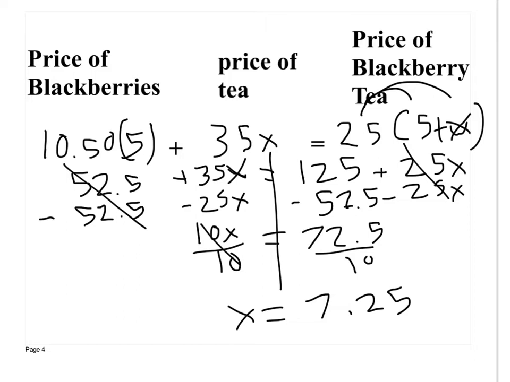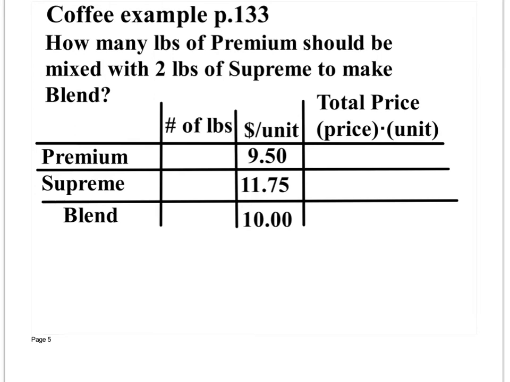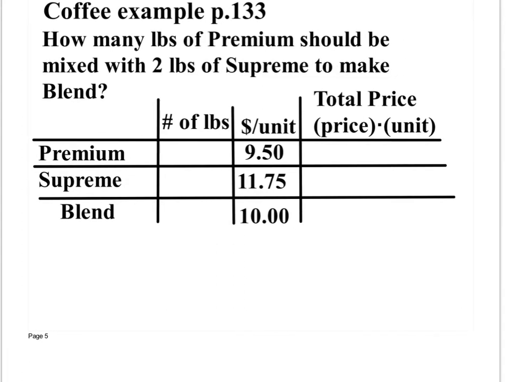Any questions? All right, so on page 133, we're going to do the coffee example now. It says, how many pounds of premium coffee beans should be mixed with 2 pounds of supreme coffee beans to make the blended coffee? So I set up my table. I have my premium, my supreme, my blended. My number of pounds, I don't know how many pounds I need for premium, that's what it's asking for, so that's my x. It is $9.50 for the premium blend, so my total price is $9.50 times x.